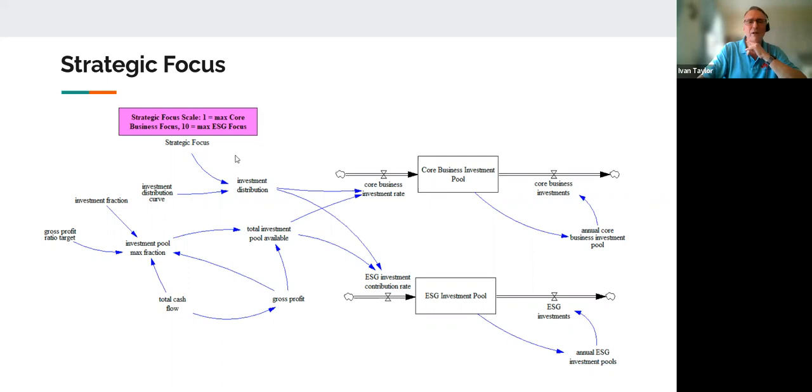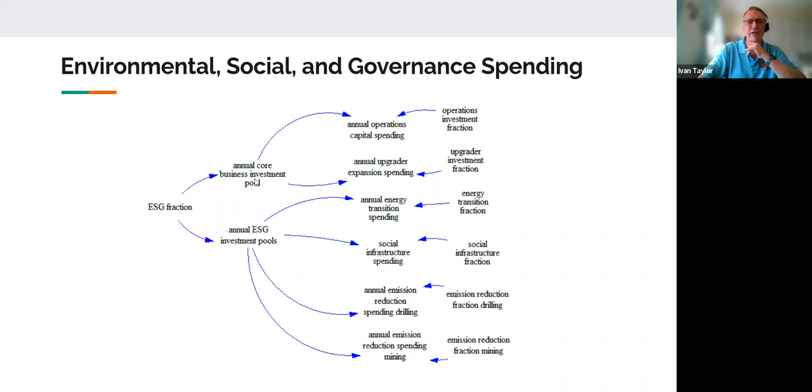In terms of the environmental, social, and governance spending, we have, as I said, the two pools of investment. We have the core business investment, which gets annual operations capital spending. And we looked at that primarily at the upgrader expansion as a place to invest in production. And then ESG investments would be towards energy transition, social and infrastructure spending, annual emissions for mining, and annual emissions from drilling. So those are the ways that the ESG spending would be divided.